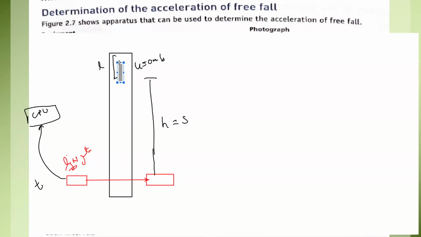So we drop an object from a certain height, and when the object falls, it will interrupt the light gate. So we have the duration for which the object interrupts the light gate, and the length of this object. The length of this object divided by the duration for which it interrupts the light gate gives us the final speed. That is the speed at a specific point. Length divided by time, or distance divided by time, will give us the speed. But what is this speed? This is the final speed of this object.